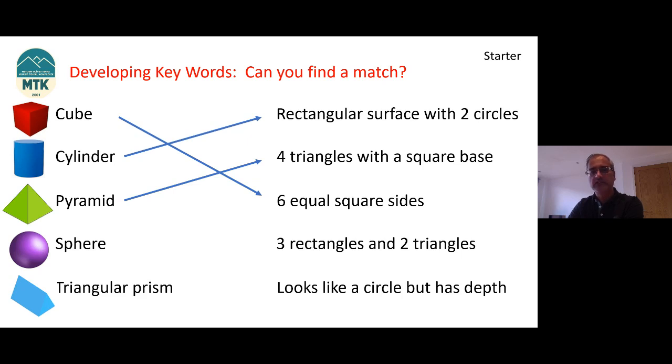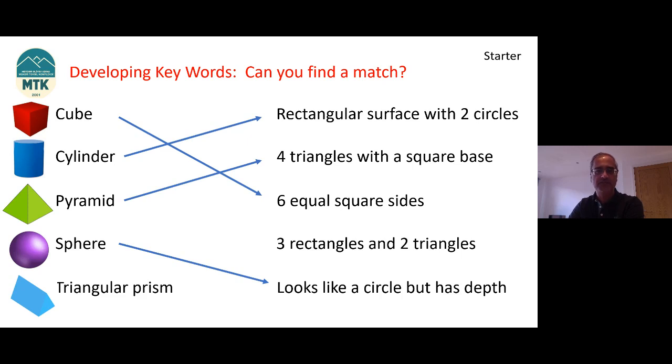You're correct. A sphere, it looks like a circle, but it has depth. It has mass, you can roll it. So that's a 3D shape. So a sphere is, yes, it looks like a circle, but it has depth.